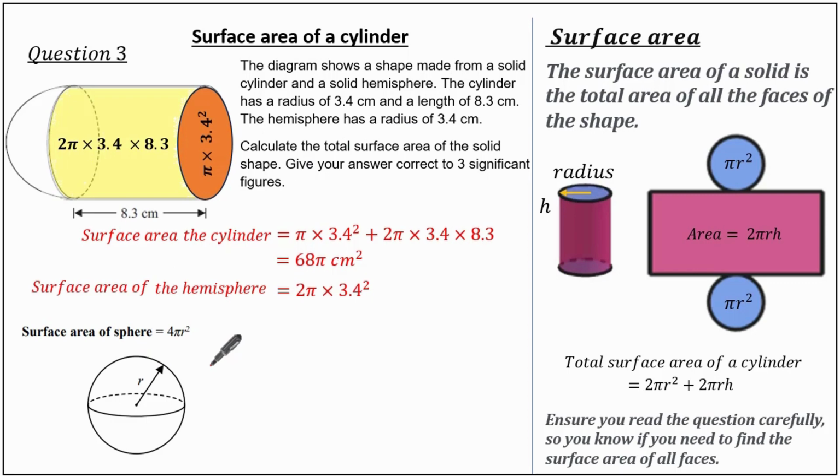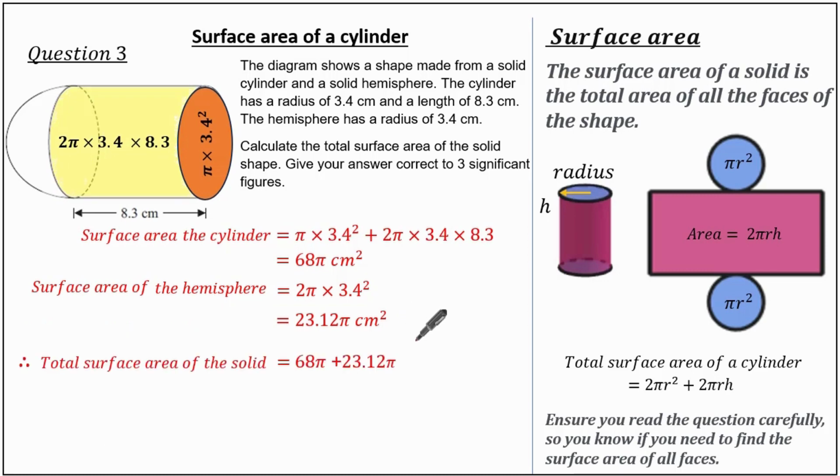So let's substitute what we know. The surface area of our hemisphere is 2 pi times 3.4 squared, as we know 4 pi r squared would be the full sphere. Simplifying this, we have 23.12 pi centimeters squared. So now we have the areas associated with our cylinder and the area of our hemisphere. So therefore, the total surface area of our solid is 68 pi add 23.12 pi, giving me 91.12 pi centimeters squared.